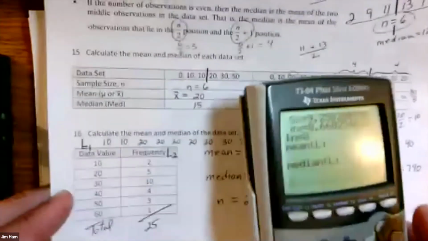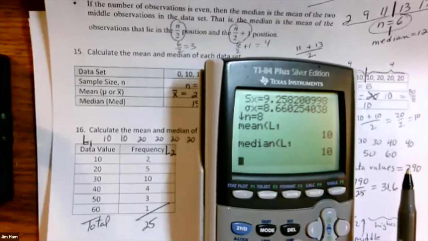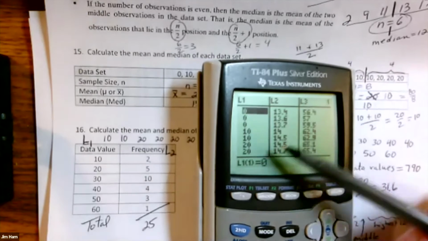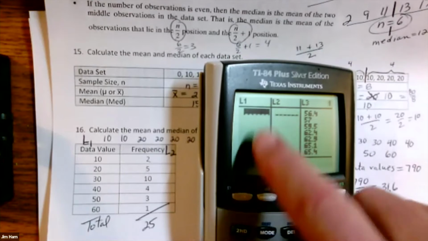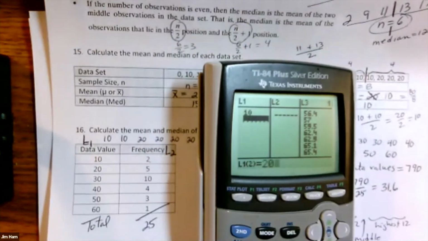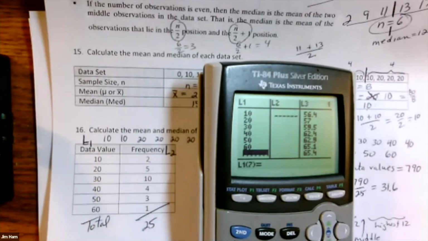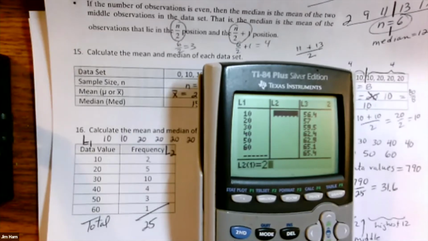All right, so let's take a look at what this would look like. We need to enter in data. So we're going to hit the stat key, and then go to edit. And now we have our 2 lists. Let's see if I saved L2 somewhere. All right, so in L1, I'm going to put in 10, 20, 30, 40, 50, and 60. Then I'm going to move over, and now I have to get it right. I have to have the 2 next to the 10, because the 10 occurred with frequency 2. And I'm just going to put all the frequencies in L2, exactly as they appear there.